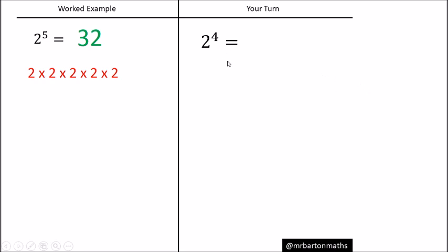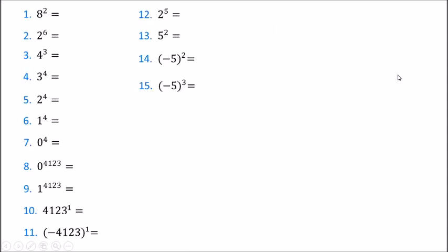Okay, so 2 to the power of 4 means 2 times 2 times 2 times 2. So I'm taking my base number and I'm multiplying it together the number of times of what's on top. So 2 times 2 times 2 times 2 gives me 16. Okay, so please could you pause the video, find the worksheet that I've attached for you on Google Classroom and work your way through task 1, please.